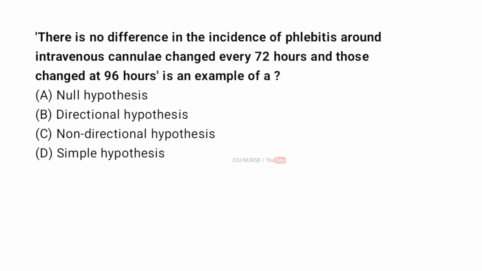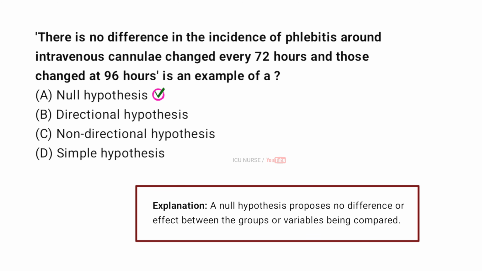There is no difference in the incidence of phlebitis around intravenous cannulae changed every 72 hours, and those changed at 96 hours, is an example of A. Null hypothesis, B. Directional hypothesis, C. Non-directional hypothesis, D. Simple hypothesis. And the correct answer is A. Null hypothesis. A null hypothesis proposes no difference or effect between the groups or variables being compared.